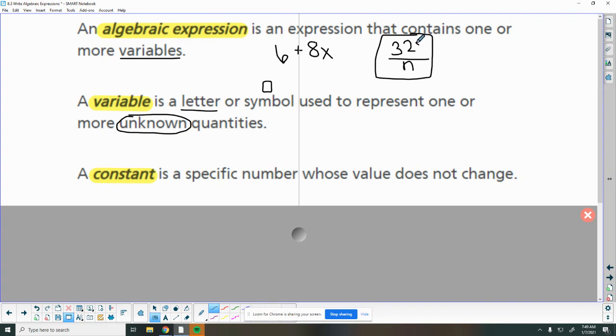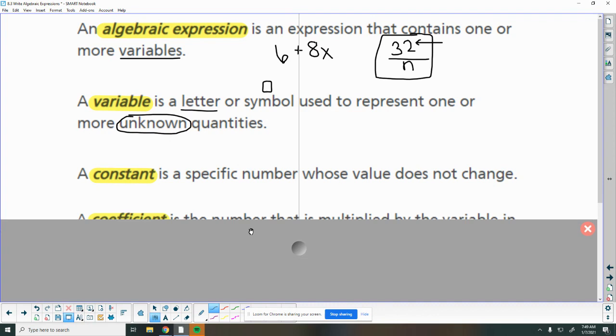So a constant is a number that does not change. So this 32 was constant. I had 32 apples. That was not changing. No matter how many people came, I still had 32 apples. So whether 1 or 32 people came, I had 32 apples I could give away. So it's constant. It does not change.